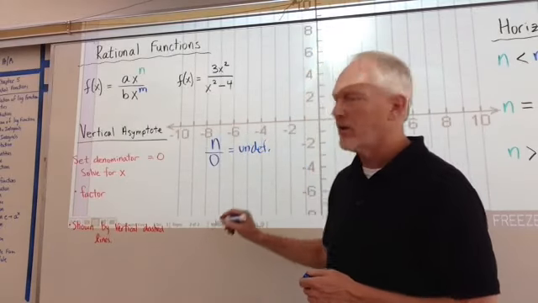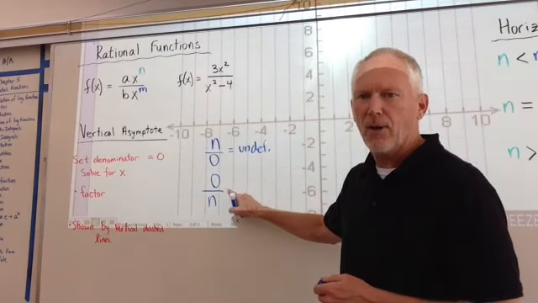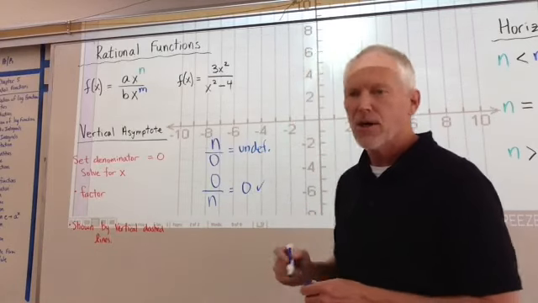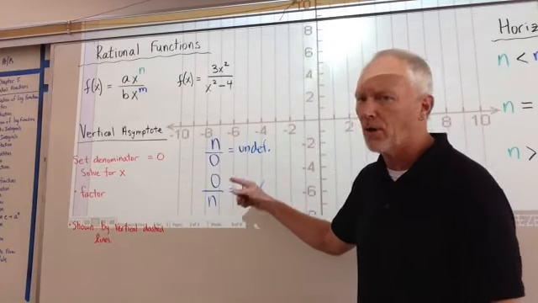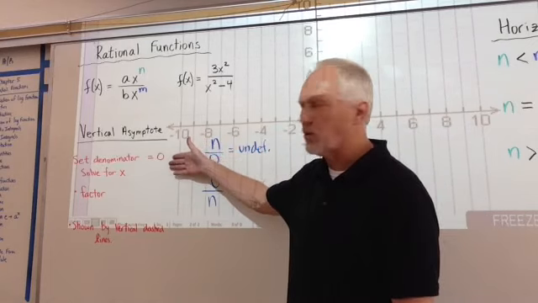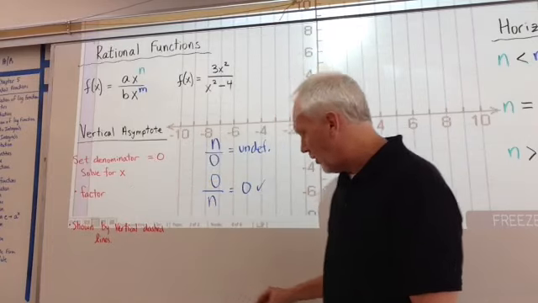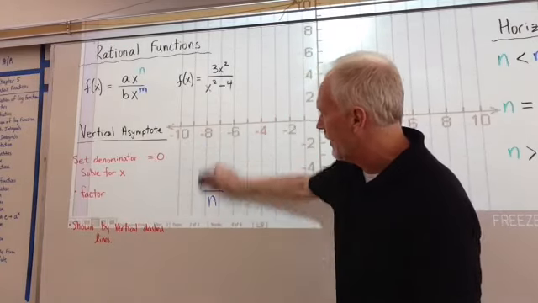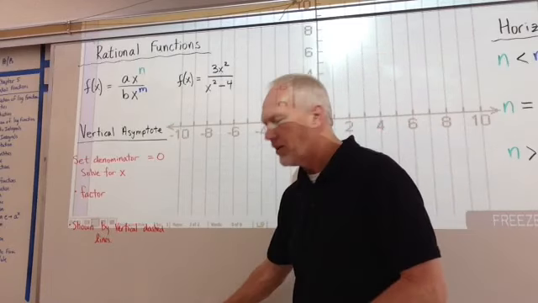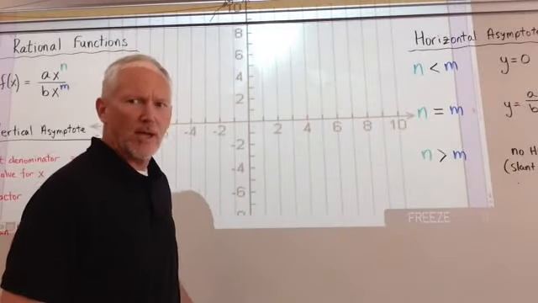Undefined. Now, if there's a 0 over some number, that's okay. That's just 0, so that is okay. So we're all good in those situations. So what you're looking for is where is the 0 in the denominator? Hence, that's why we set the denominator equal to 0. We have to solve for x, and we show that with vertical lines, dashed lines.